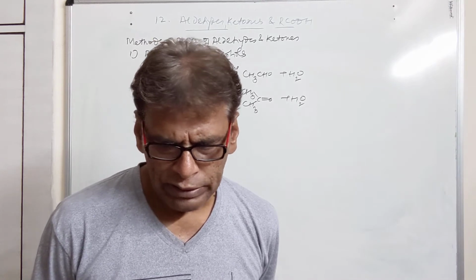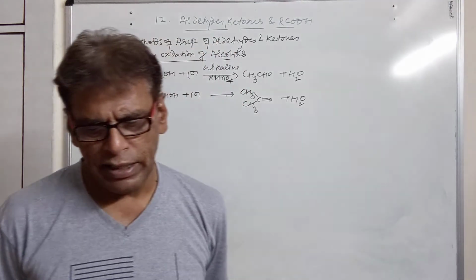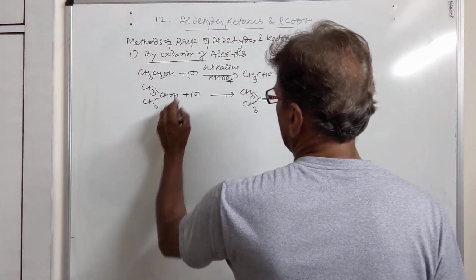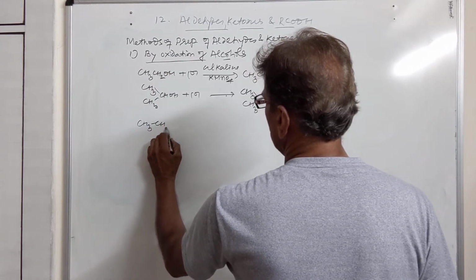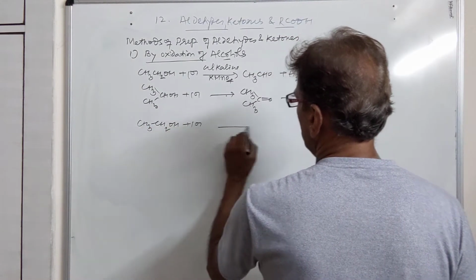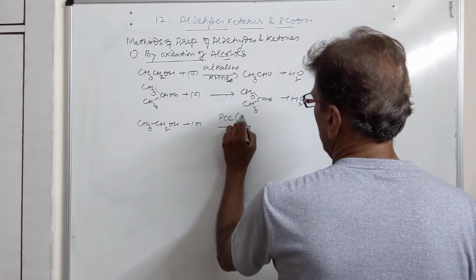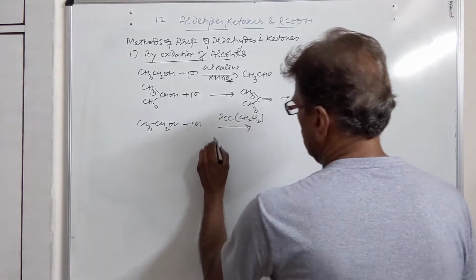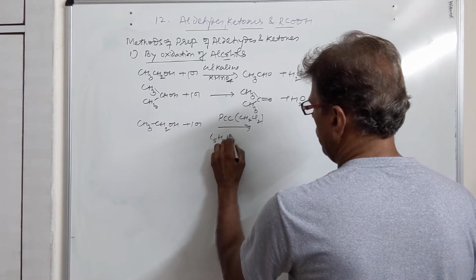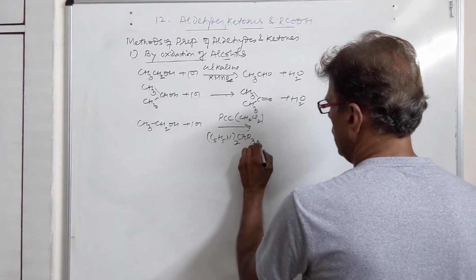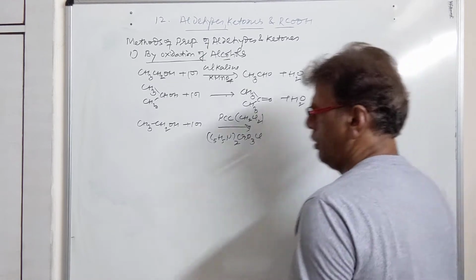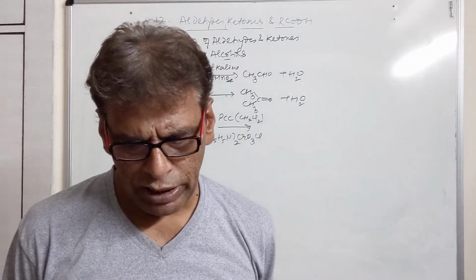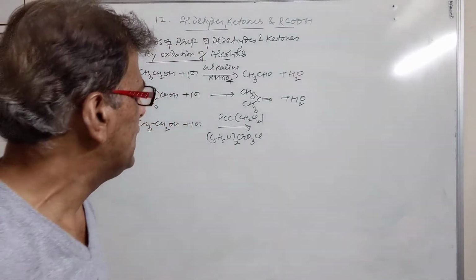Alcohols can also be oxidized by using PCC, that is pyridinium chlorochromate. So the reaction can be the same: CH3CH2OH, where nascent oxygen comes from PCC, in CH2Cl2, which acts as a solvent here. PCC is pyridinium chlorochromate, C5H5NHCrO3Cl.